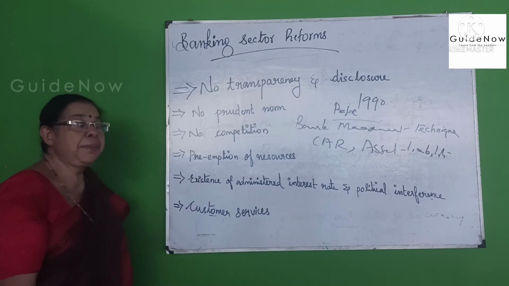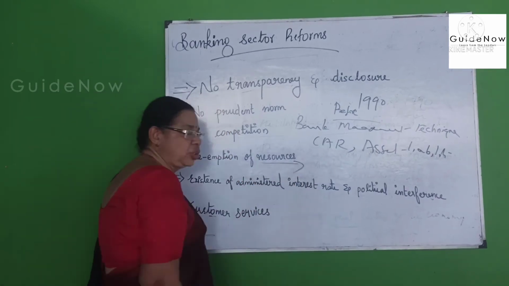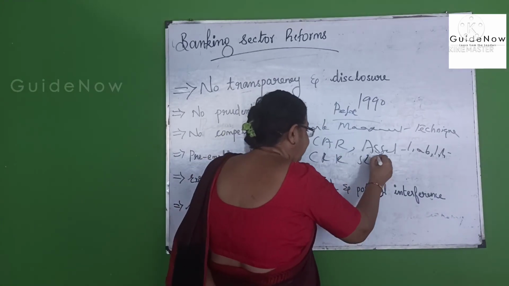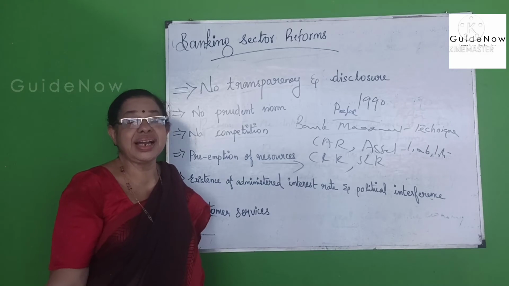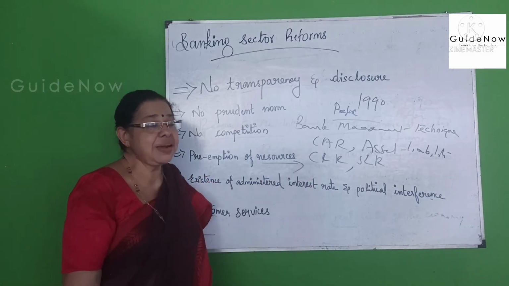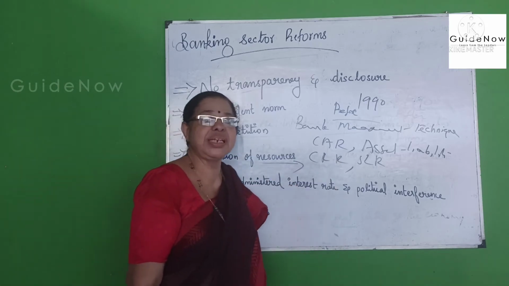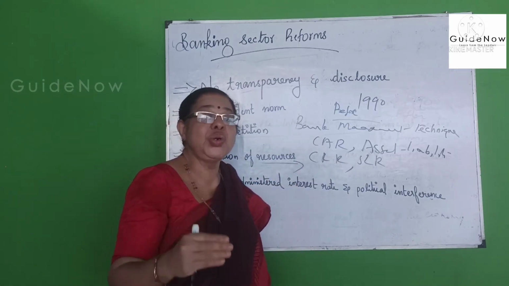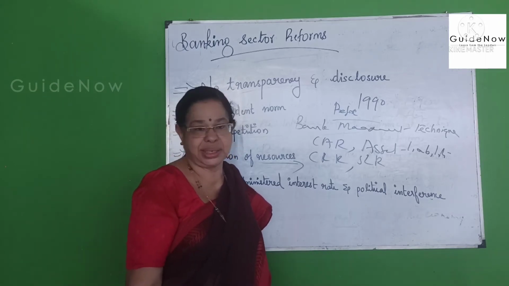And fourth is preemption of resources. Here there are two types of resources: one is CRR and the other is SLR. CRR stands for cash reserve ratio. SLR stands for statutory liquidity ratio. These are two important quantitative measures to control the banking system.